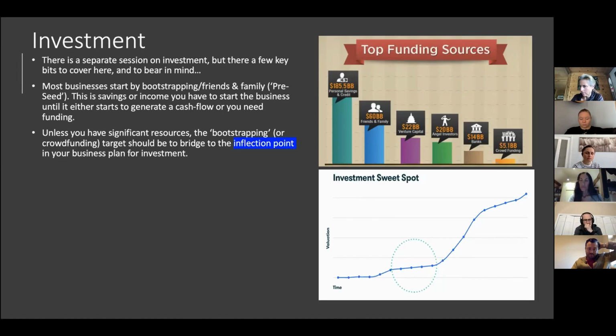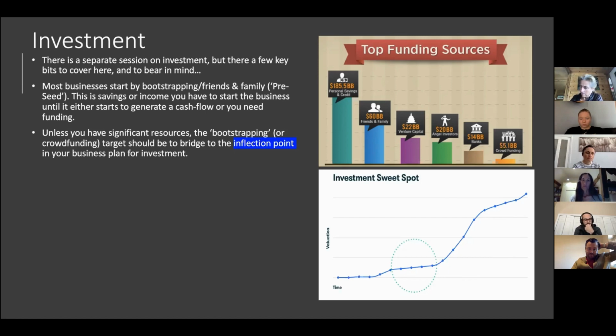Now, the top funding sources chart highlights just where money comes from typically. The vast majority of businesses with a business plan start with personal savings and credit. They may have friends and family. Very, very few have venture capital. In fact, only 6% of venture capital funds are used for startups. It's a small proportion. Most of them go in the middle of the S-curve, which is small to mid-sized SMEs, but not large.